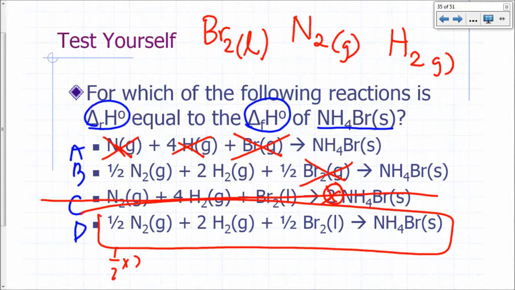1/2 times 2, that's a mole of N2. You have 1 N2 on the right side. 2 times 2, that's 4 moles of H. You have 1 mole of N on the left, 1 mole of N on the right. 4 moles of H on the left, 4 moles of H on the right. 1/2 times 2, that's 1 mole of bromine on the left, 1 mole of bromine on the right. So your equation is balanced. So the delta H for this reaction, reaction D, is what we would call the standard enthalpy of formation of NH4Br solid.